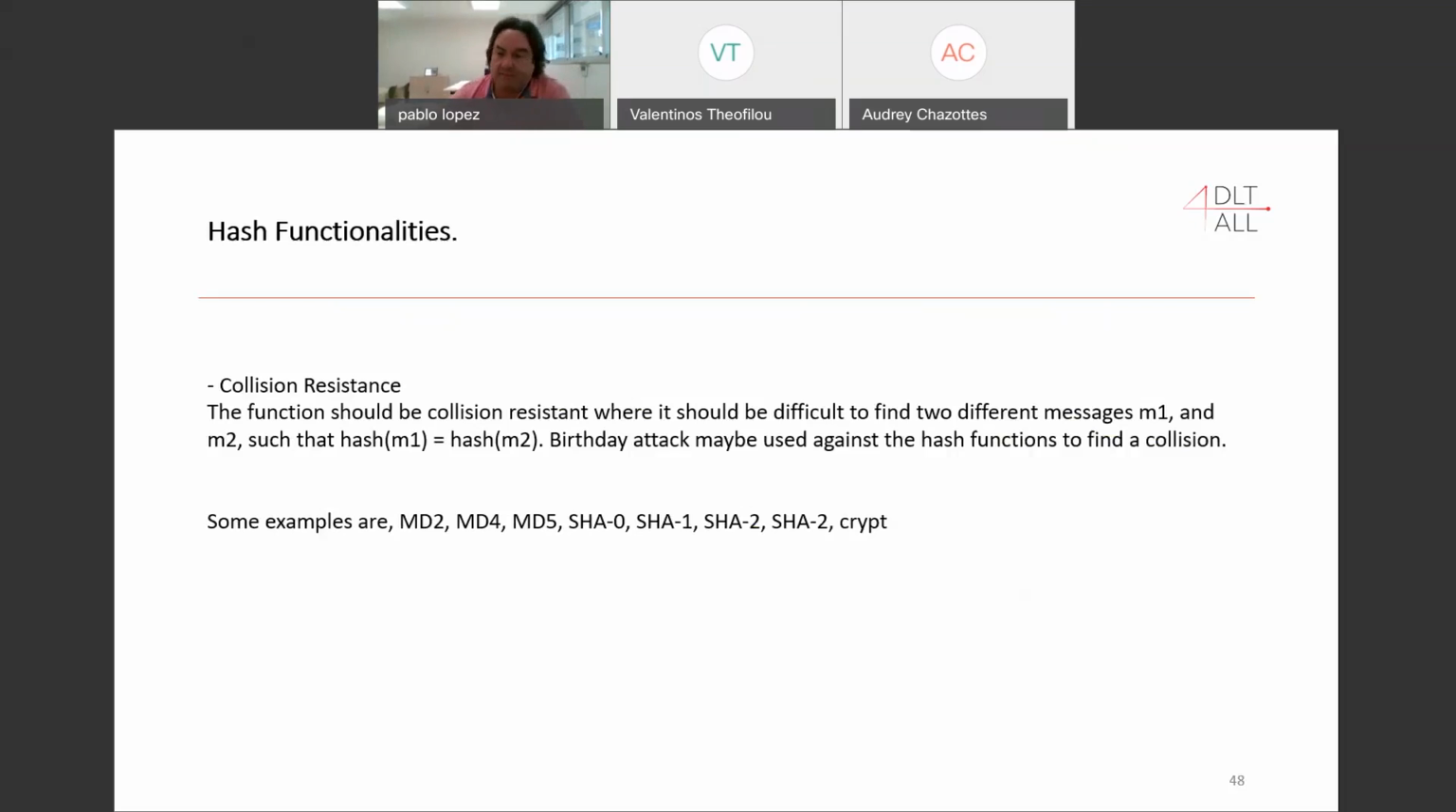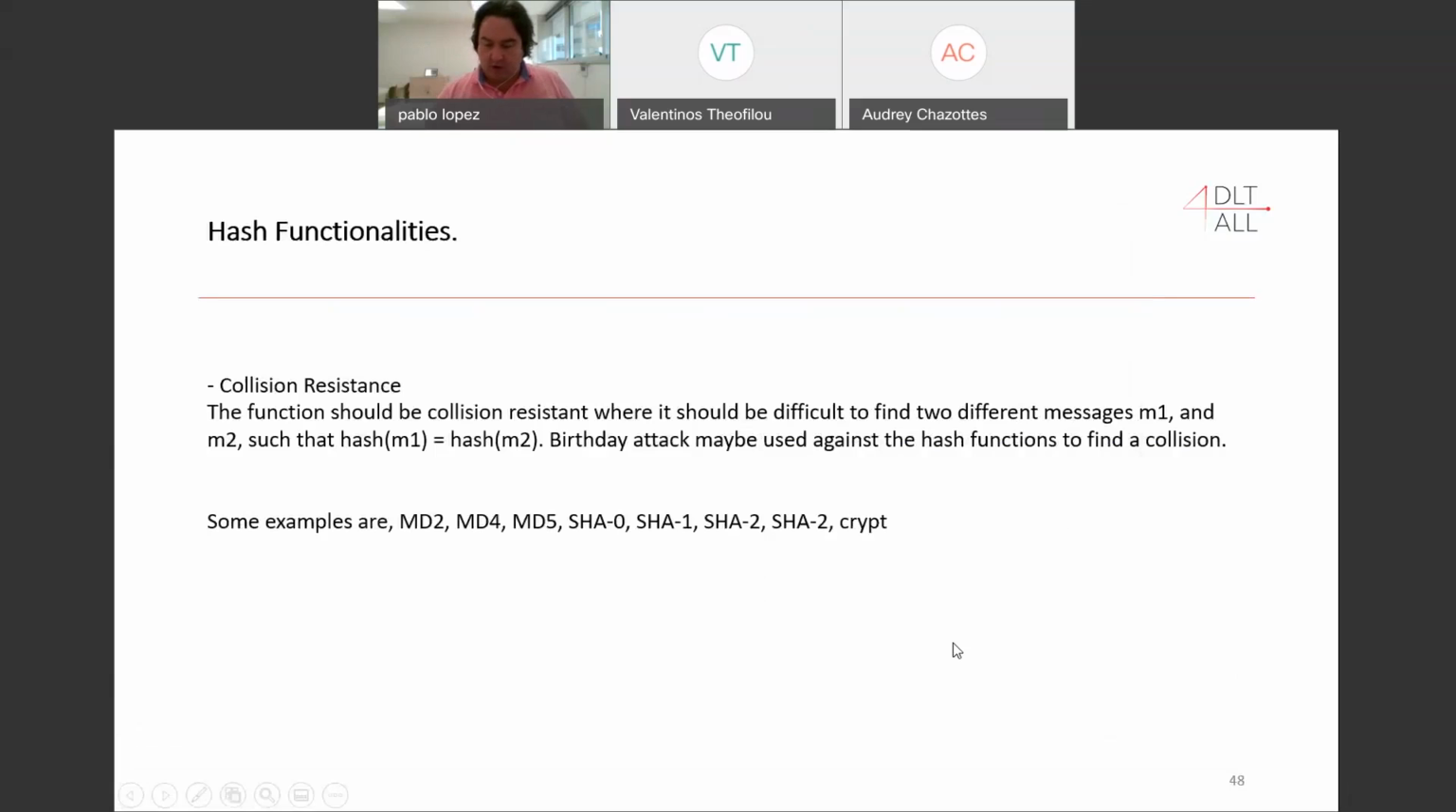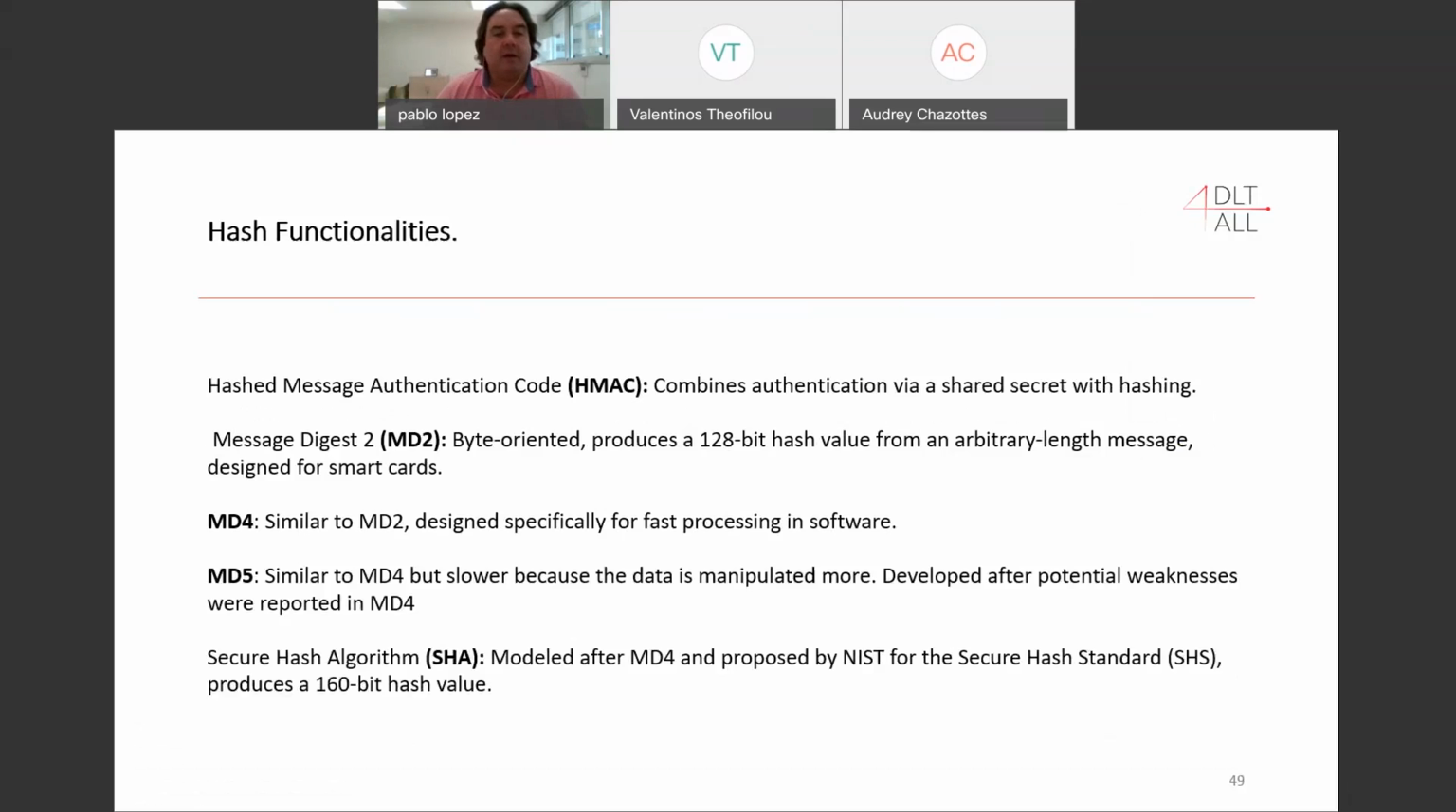This SHA encryption model is one of the hash functions that we will have to keep in mind to understand later how it works in blockchain. Remember the SHA. Hash-based message authentication code combines authentication via a secret shared by hashing. Message digests: MD2 is byte oriented, MD4 is similar to MD2. Well, we can see different ones as we arrive at the Secure Hash Algorithm, which is the one that I say you must remember.